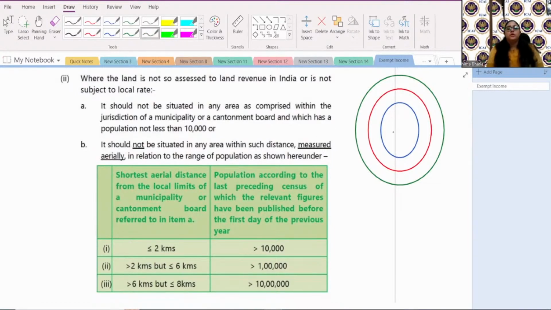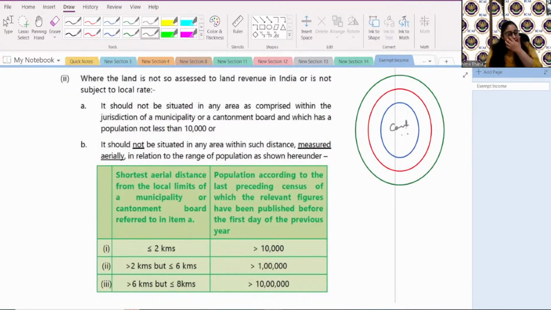Listen carefully now. This is the cantonment area. If the population of the cantonment area is less than 10,000, then the land should be situated within this cantonment area. But suppose the population of the cantonment area is more than 10,000 but up to 1 lakh.